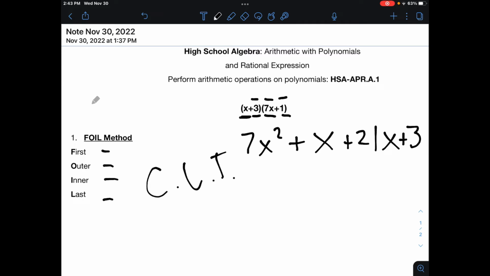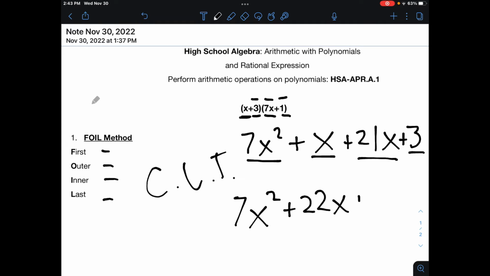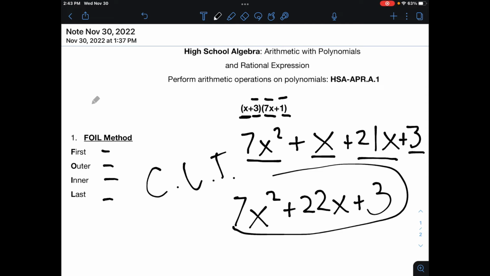There's no term we can combine with this 7x squared, so we just bring that down. We have x and 21x that we can combine. Together they equal 22x. And then lastly, we just have the 3 by itself, so we rewrite it. And that is our answer using the FOIL method.